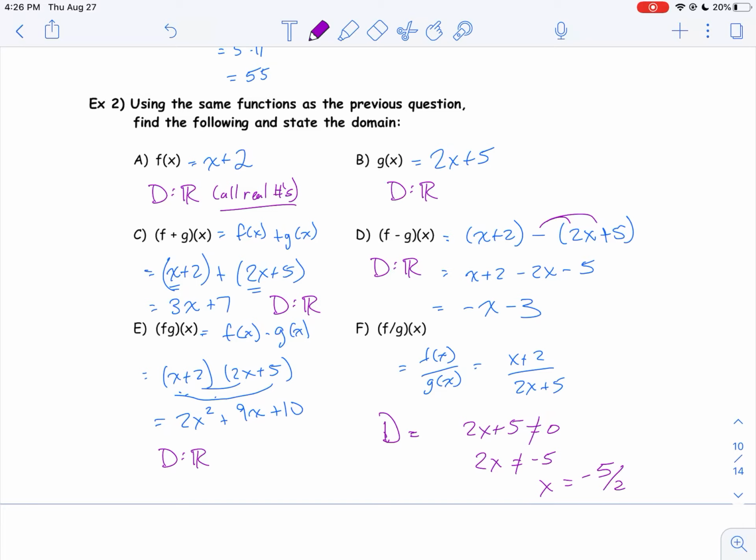Alright, so here we go. If you'll look, in each of these A through E, we can put any number we want in for x, and we'll be able to calculate the answer. In F, we have to be careful. We can't divide by 0. And so, you cannot divide by 0. That's a no-no. We want 2x plus 5 to not be 0. So that means that x cannot equal negative 5 halves. Otherwise, anything else is fine.